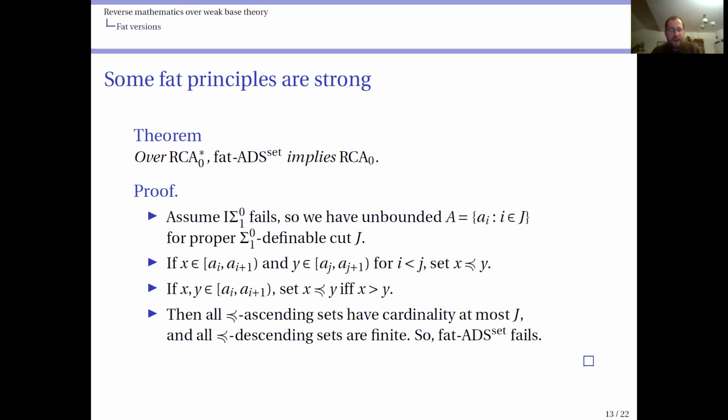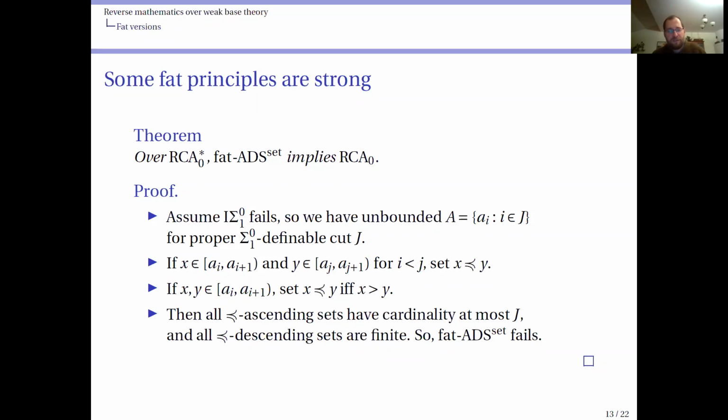So within a block of the natural numbers, you reverse the ordering. Across blocks, you keep the usual ordering. And it's easy to check that the ascending sets, in the sense that I described, if they're ascending in this ordering, can only have as large cardinality as the cut, so they don't have full cardinality. And descending sets, so sets on which the natural number ordering and the curly ordering disagree, have to be within a block, so they're actually finite.